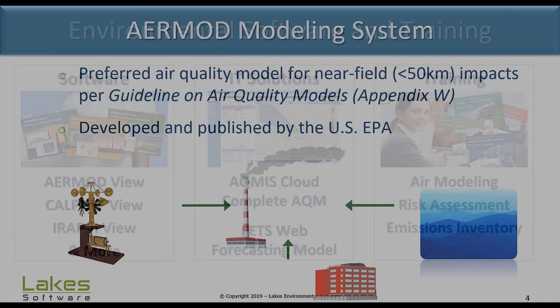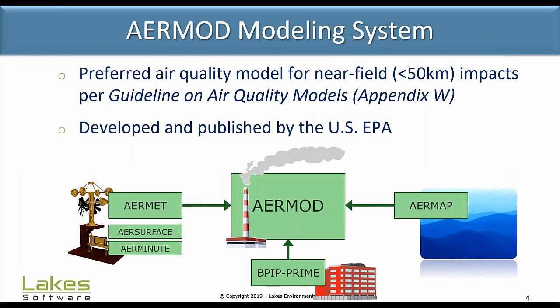For those of you who are not familiar with the AERMOD modeling system, it's the preferred air quality model for near-field impacts, that is, within 50 kilometers of a source release, per the Guideline on Air Quality Models, which is also referred to as Appendix W. The model and all of its components are developed and published by the United States Environmental Protection Agency.